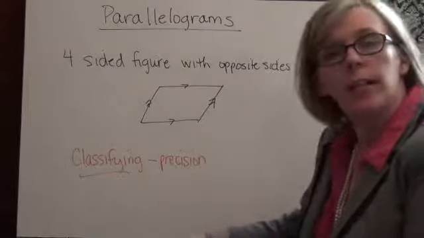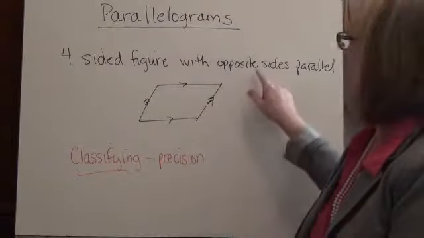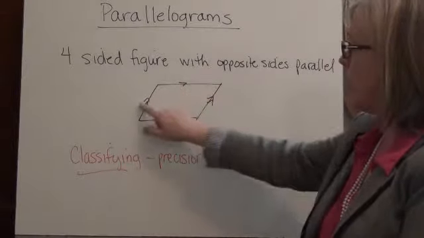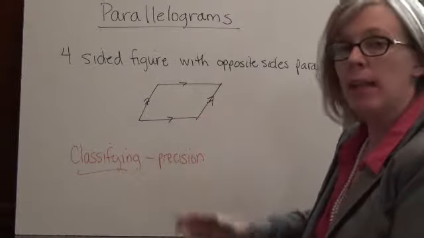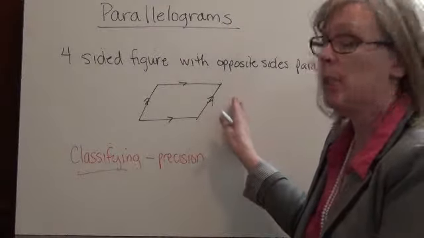This is a lesson on parallelograms. So parallelograms are four-sided figures with opposite sides that are parallel. So look at the way that I show that. Here's my four-sided figure, and I'm showing with my little arrows that those sides are parallel to one another. That's the definition of a parallelogram.